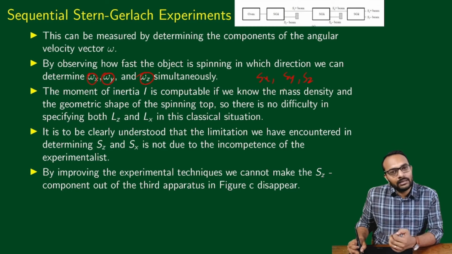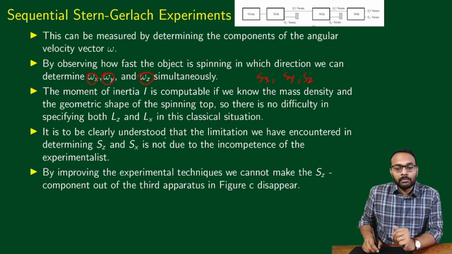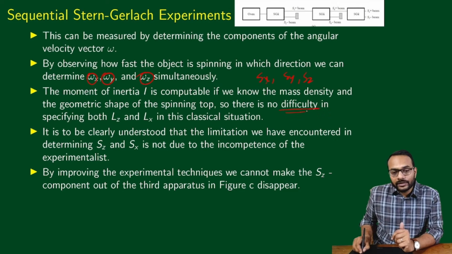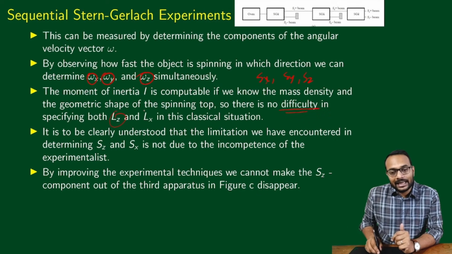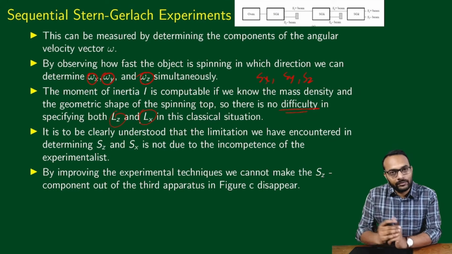In classical mechanics, there is nothing that stops us from finding all the components of angular momentum at the same time. But in quantum mechanics, this is not the case. There's no difficulty in specifying both Lz and Lx in the classical situation. You can always do that. We have been doing this.